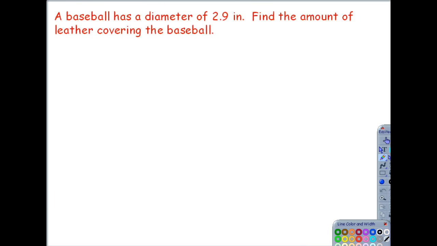Awesome. All right, it says a baseball has a diameter of 2.9 inches. Okay, so a baseball obviously is a sphere, and they give you the diameter of it. It says find the amount of leather covering the baseball. So we need to figure out how much covers the baseball. So that's surface area, which has the formula 4 pi r squared.